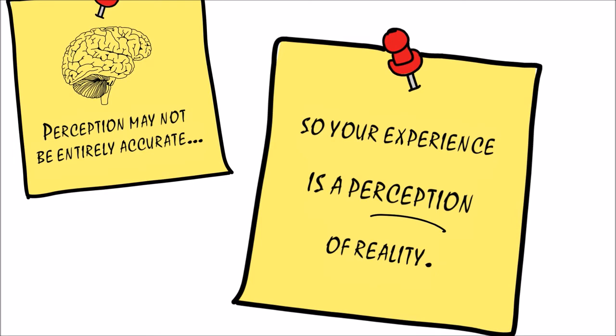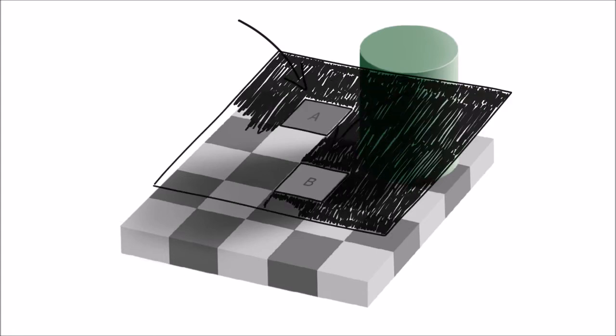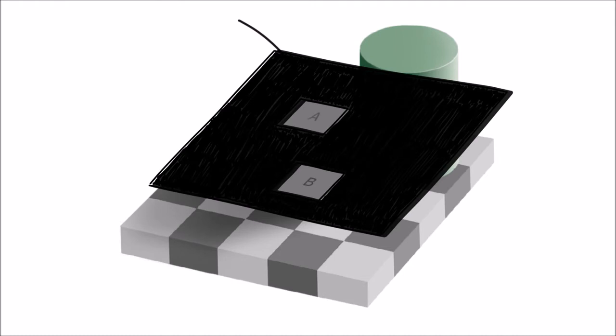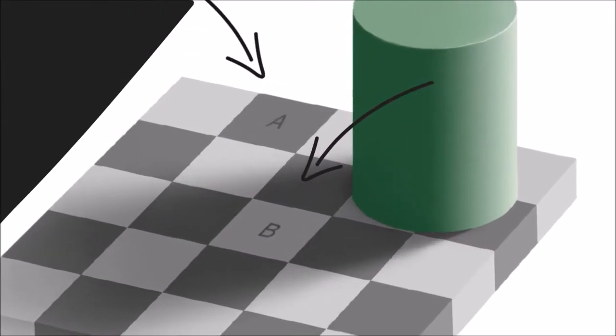Let's look at an example of how the brain fills in the blanks. Look at this picture and consider which square is darker, square A or square B. Which is darker now? It's incredible, isn't it? Your brain does not just see what the eyes tell it, it interprets what the eyes tell it based on other information that it has already stored up.